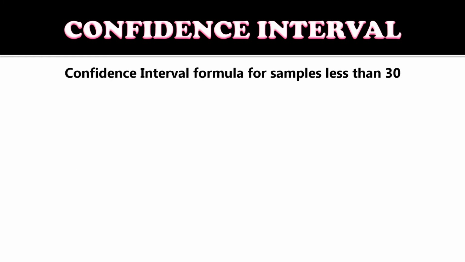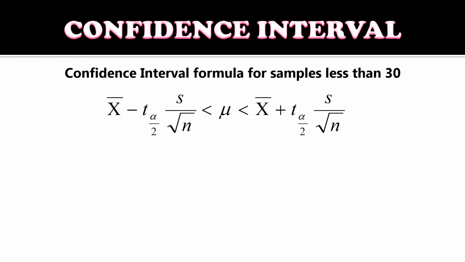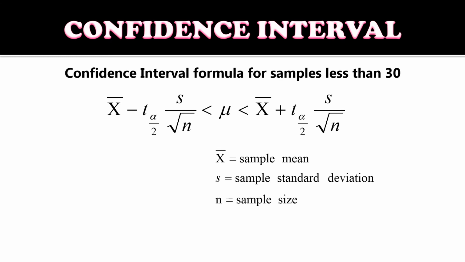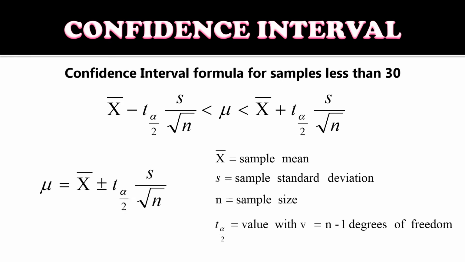Then we have the confidence interval formula for samples less than 30. Here's the formula. x bar, same thing, is the sample mean. S is the sample standard deviation. n is the sample size. t alpha over 2 with value v equals n minus 1 degrees of freedom. The estimation of the mean is just the sample mean plus or minus t alpha over 2 times the sample standard deviation divided by the square root of n.